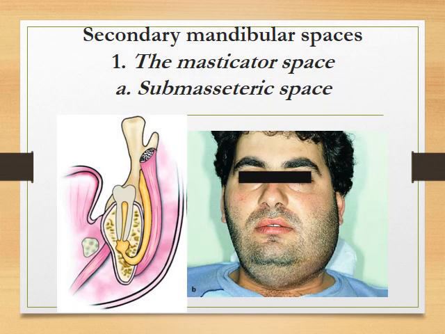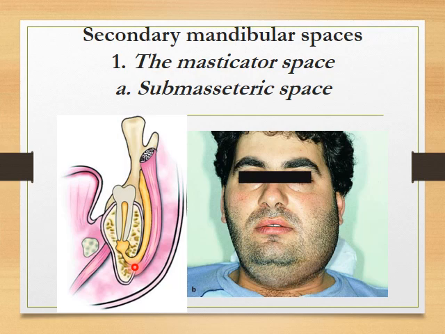The first of the masticator spaces, which is one of the secondary mandibular spaces, is the submasseteric space. Its location: it is located between the masseter muscle laterally and the lateral surface of the ascending ramus of the mandible medially. The zygomatic arch will lie superiorly, and the lower border of the mandible inferiorly. Its content is masseteric artery and vein.